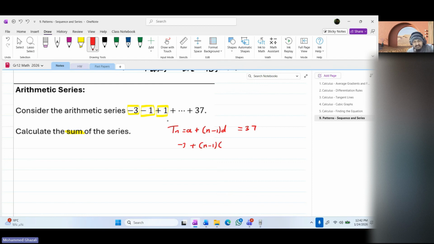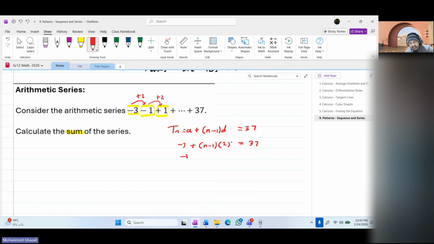But what's the common difference? You can do common difference like this: minus 1 minus minus 3, which is minus 1 plus 3, which is 2. And you can clearly see we are adding 2 each time. How do you jump from -1 to 1? You're adding 2. That's what your common difference is. Or you can say -1 minus -3, which is 2, right? So which is equal to 37.